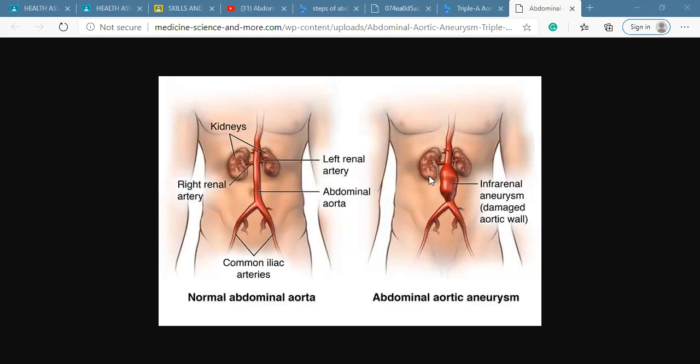Aneurysm means dilatation of the artery or damaged aortic wall. If you ask me why it is dilated, because the wall of the artery is not strong enough to keep its patency. When blood is passing, because of the weakness, it dilates or bulges to the outside, with a chance of tearing, right? This type of defect is called abdominal aortic aneurysm.